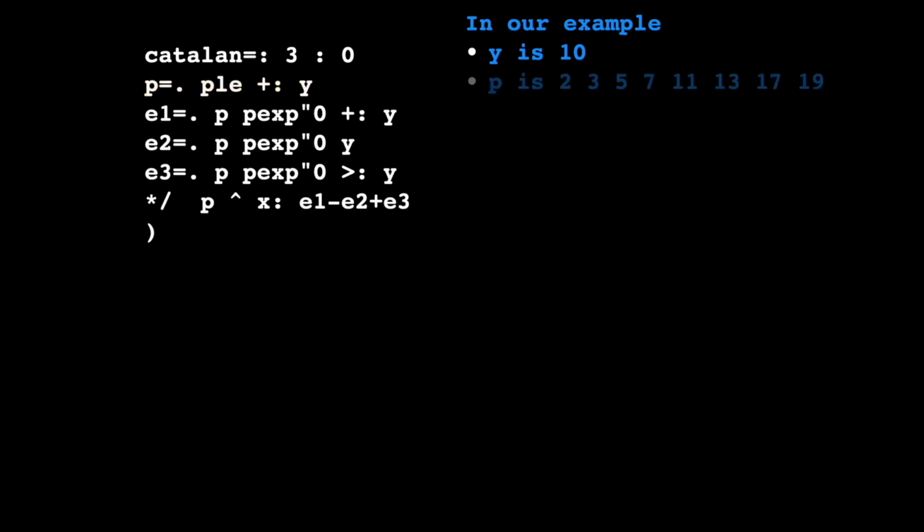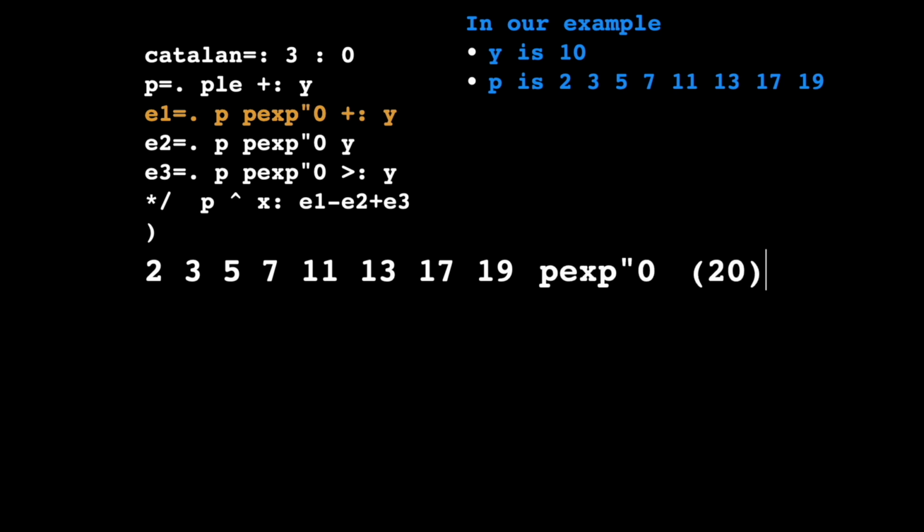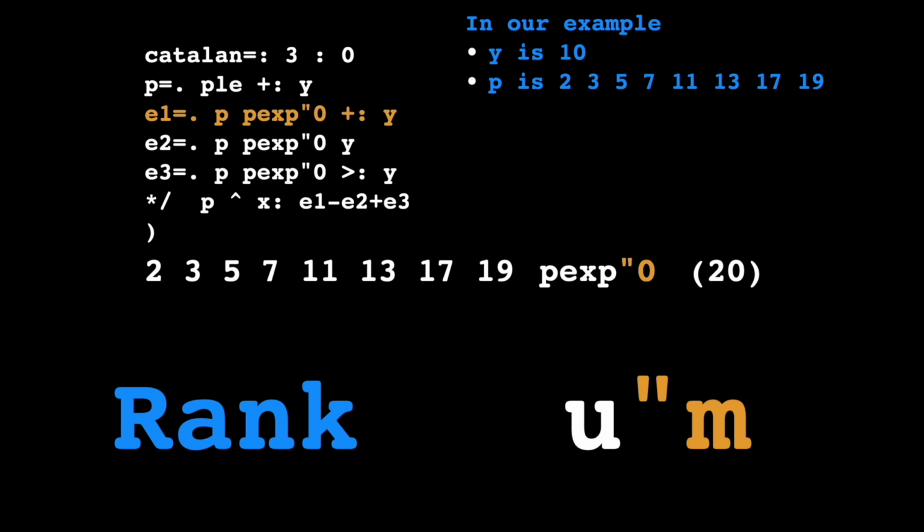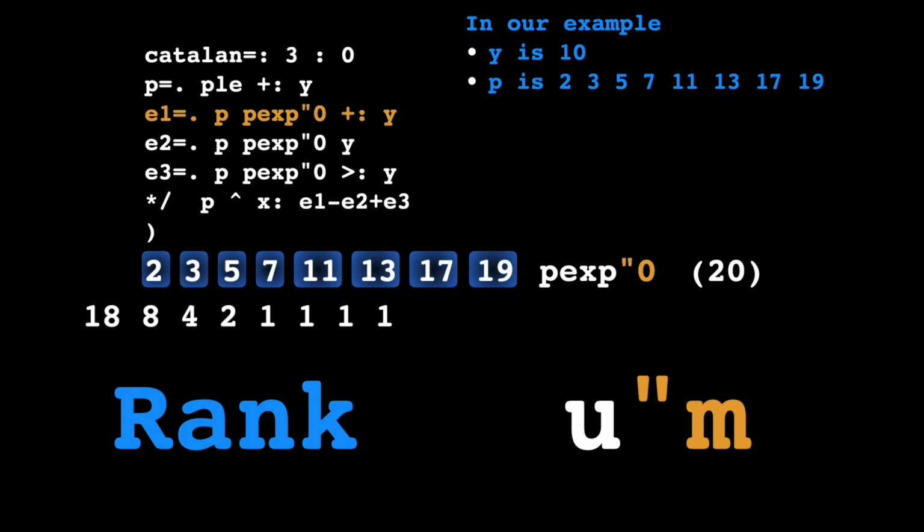The second line creates a list of the exponents for the prime factors in 2n using PEXP rank 0. The reason rank 0 is used for PEXP is that we want the exponents for each of the values of p calculated individually to get the total number of exponents for all the prime factors.